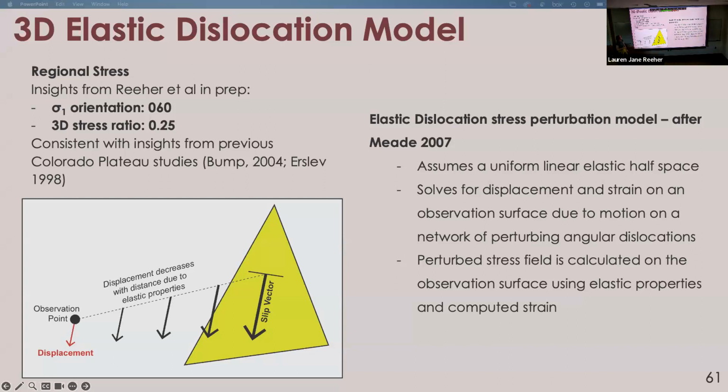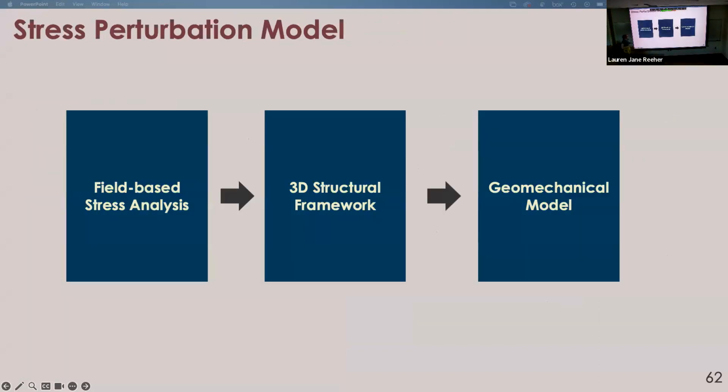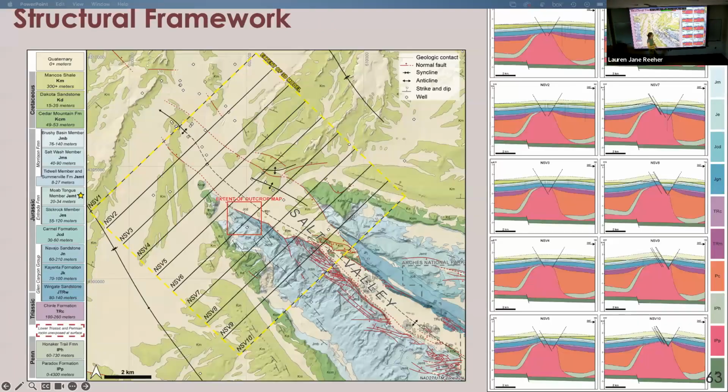Okay, and so we are looking to apply an elastic boundary element stress model where, again, we're applying that far field regional stress, where sigma 1 is oriented northeast, and we allow the salt to deform and we see what the perturbed stress state is on an overlying observation surface. And so the steps that we need to do this is first the field-based analysis, which is done. And then we needed to build a 3D structural framework as model inputs, and then run the geomechanical model.